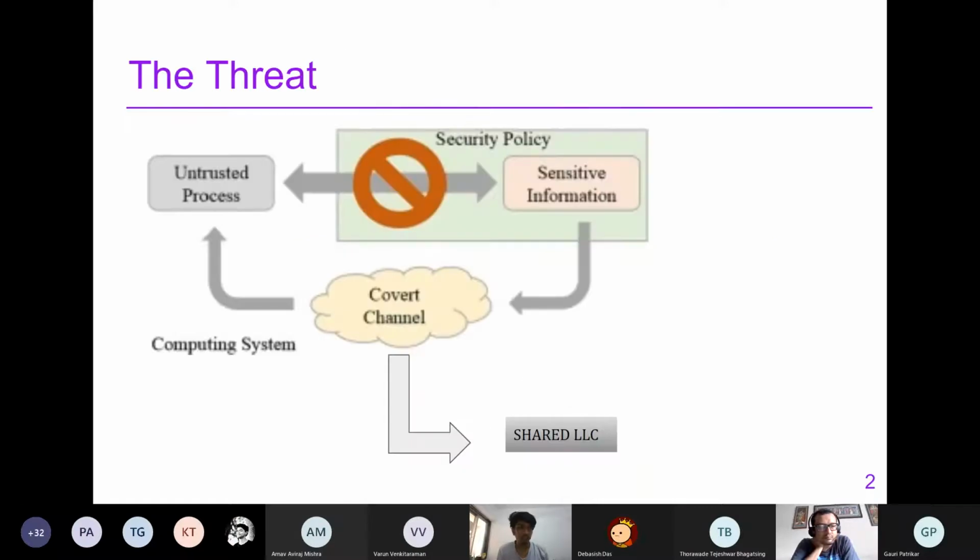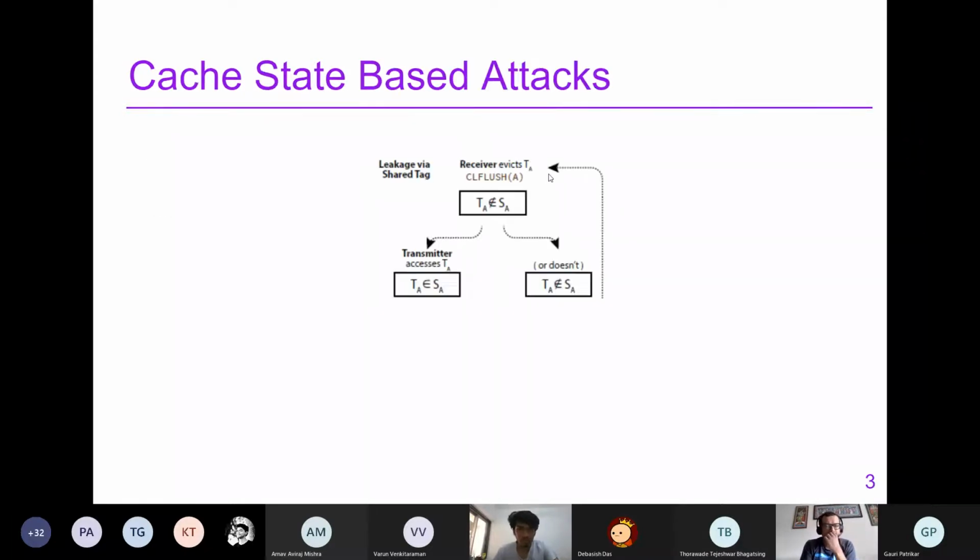So firstly, let's just look at a high-level overview of the threat. Basically, if we have some sensitive information or some secret and some untrusted process, the main covert channel that we'll be focusing on is the shared LLC, to which the information can be leaked.